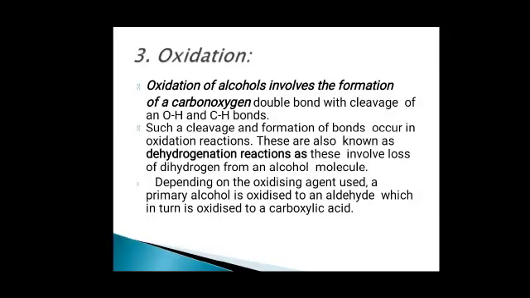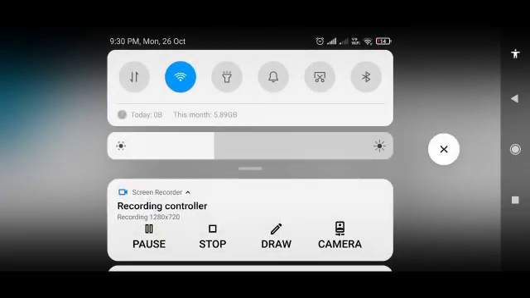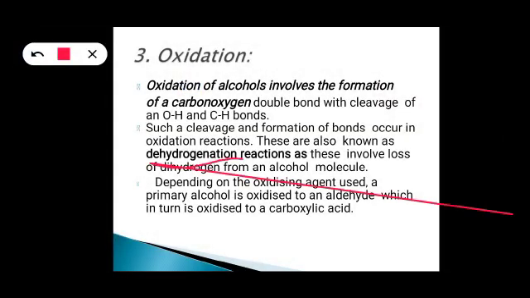Another important reaction of alcohols and phenols is the oxidation reaction. In this reaction, a carbon-oxygen double bond forms by breaking the O-H and C-H bonds in the alcohol. Such a cleavage occurs in the oxidation reaction, so we can call it a dehydrogenation reaction. Why? Because there is a dihydrogen loss from the alcohol.